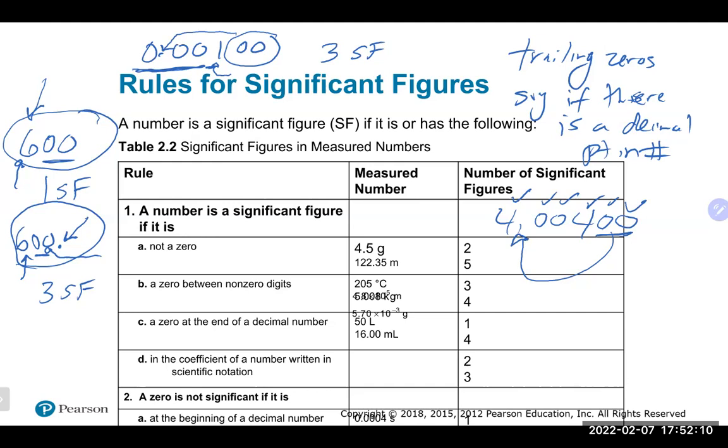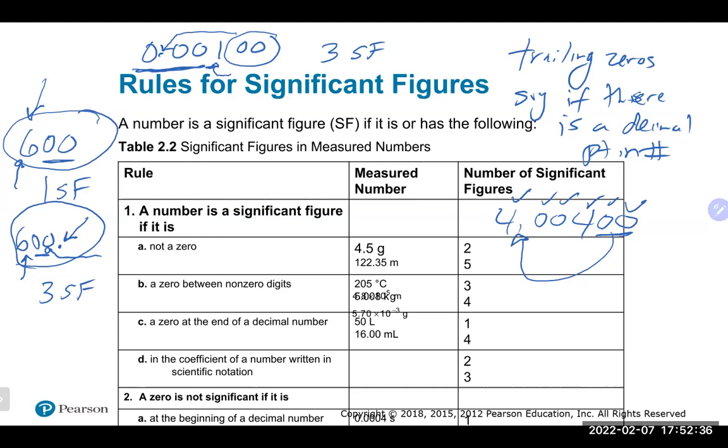Then we got into the rules for counting significant figures. There's a couple of types of rules. First off, anything that is a non-zero number is significant, and that's really where you start counting. So you go left to right on the number, you hit the very first non-zero, and that's when you should start counting how many significant figures you have.